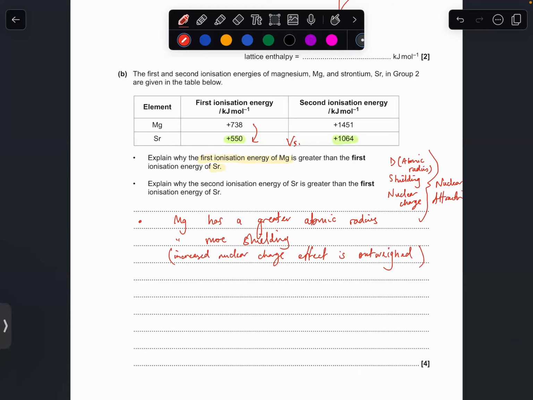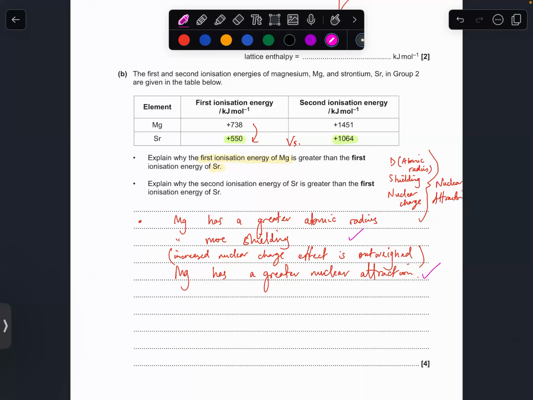You then want to relate this to the nuclear attraction. Magnesium has a greater nuclear attraction. Nuclear attraction between the nucleus and the outer electron that's being removed. One mark there, one mark there.